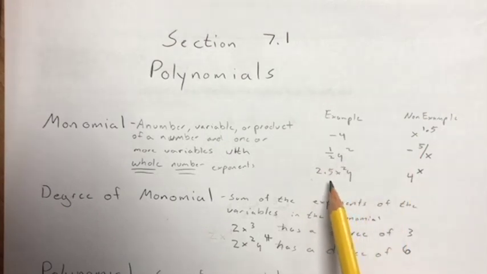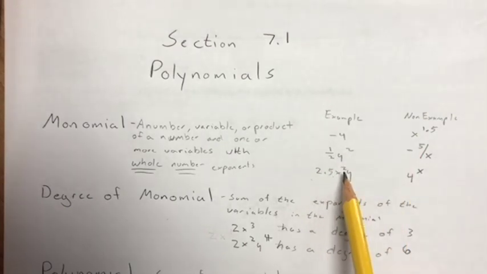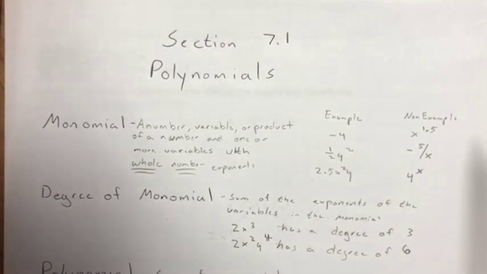And then we have the same thing for this one. We have 2.5x squared times y. All of this would be a monomial. Nothing really too complicated on that.